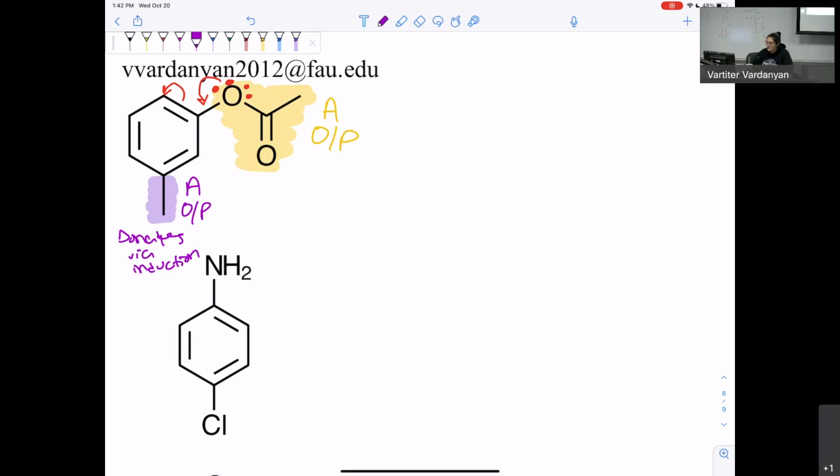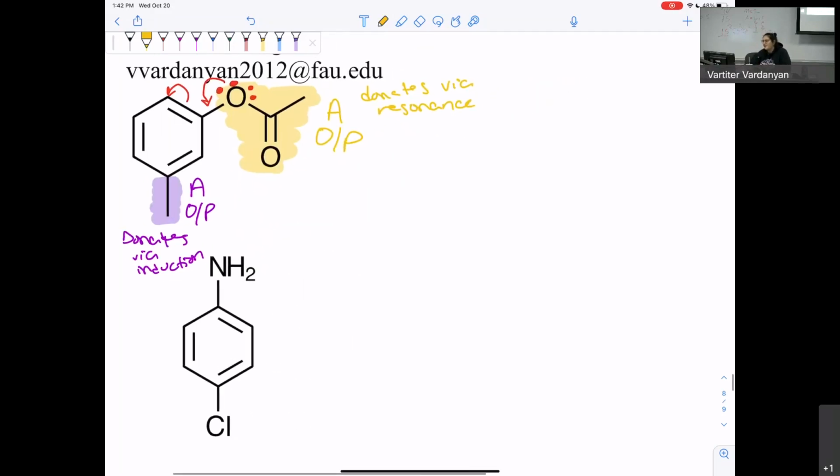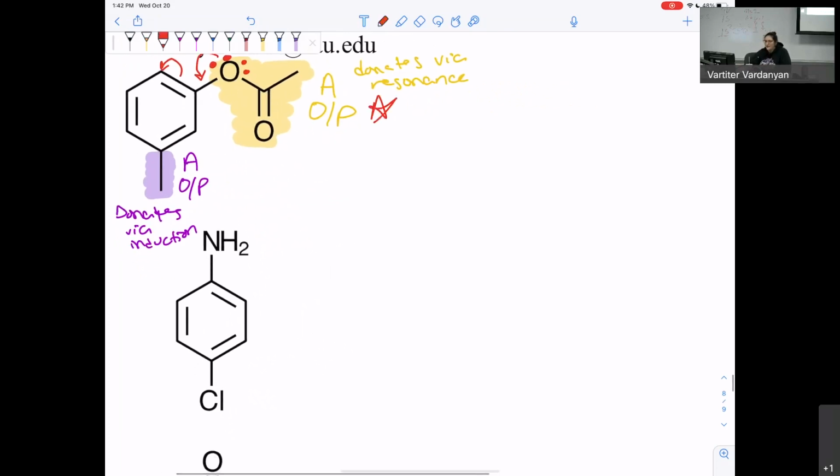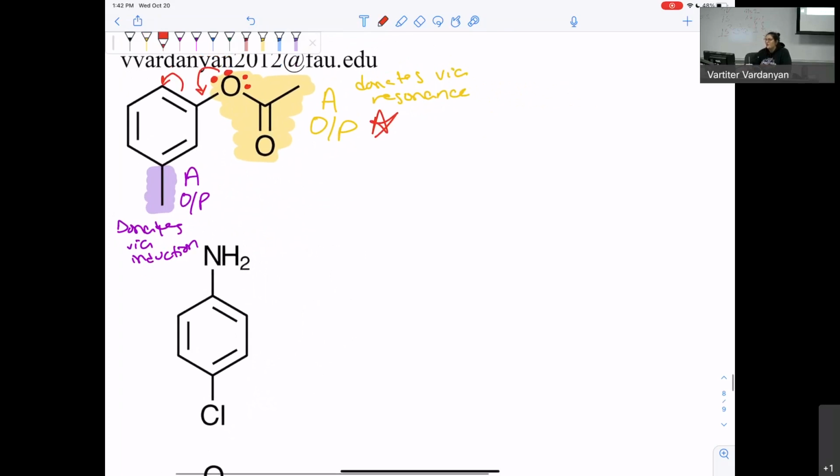Donates via induction, whereas a lone pair donates via resonance. So since the ester is the stronger donating group, or excuse me, the strongest activator, it is also the director. So we're going to direct our group ortho and para compared to the ester.